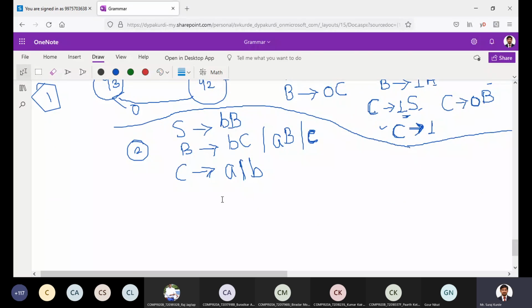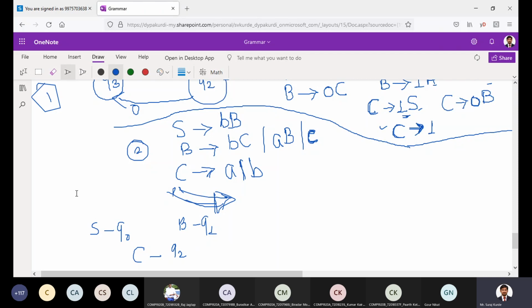Next, the second one: convert grammar to DFA. Just understand the concept; later on, you can solve the questions. Now, for S, let me write Q0. For B, let it be Q1. And for C, let it be Q2.